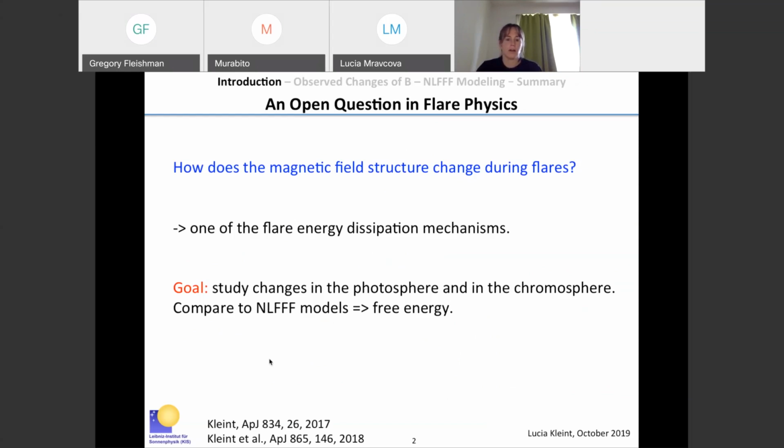So in this talk, I will compare photospheric and chromospheric magnetic field changes, not the coronal ones. Then in the second part, I will compare it to modeling, because if models can reproduce these changes, it tells us that the models actually follow what is happening on the sun. And from that, one can derive the free energy.